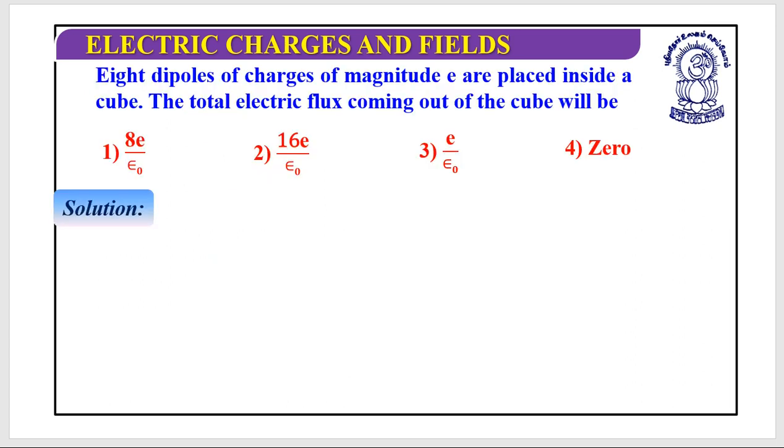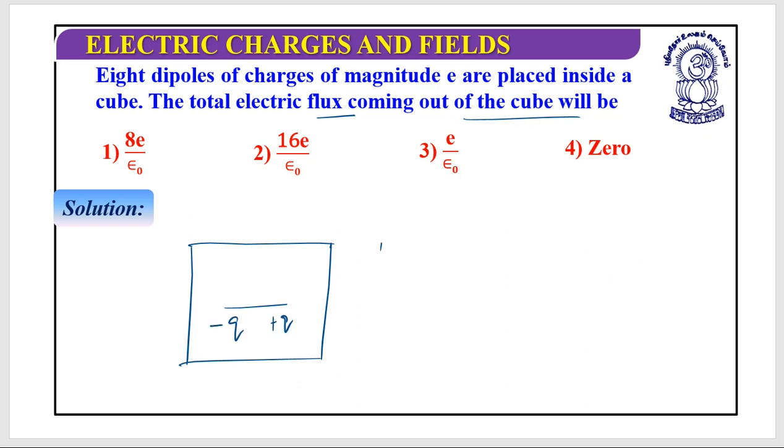What they have given: 8 dipoles of charges of magnitude q are placed inside a cube. The total electric flux coming out of the cube. If you remember, it is the same type of question which we have done in our classes too. That when, let us say, even one of the dipoles is placed, it would be a minus q, it would be a plus q.